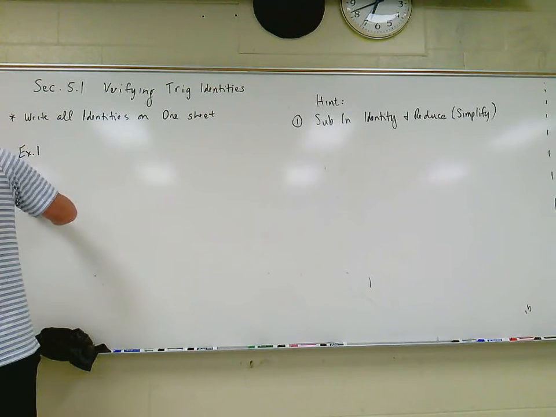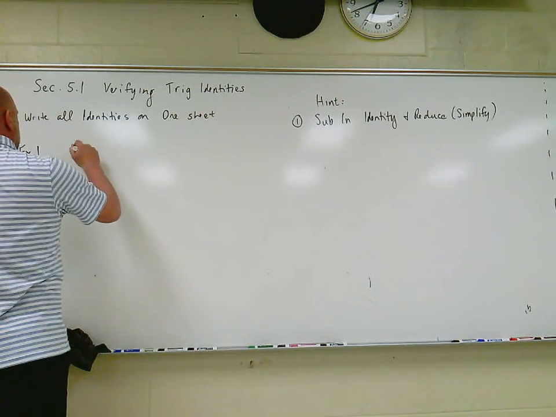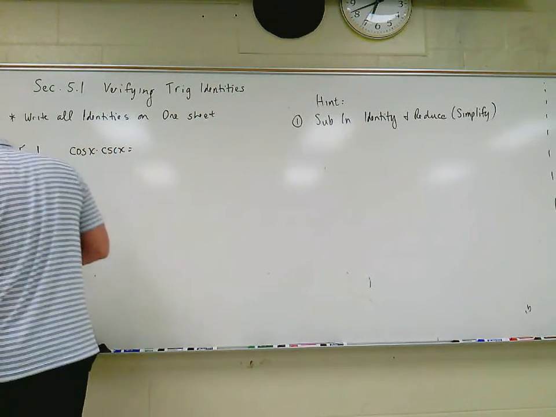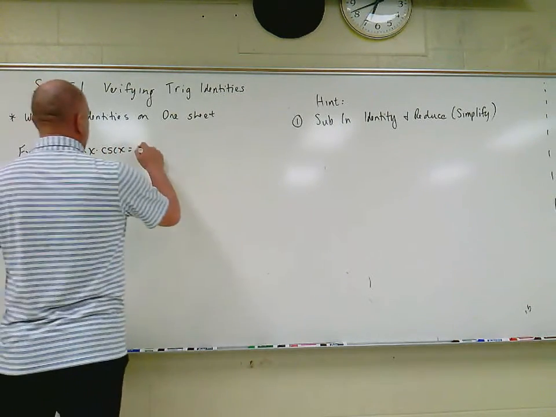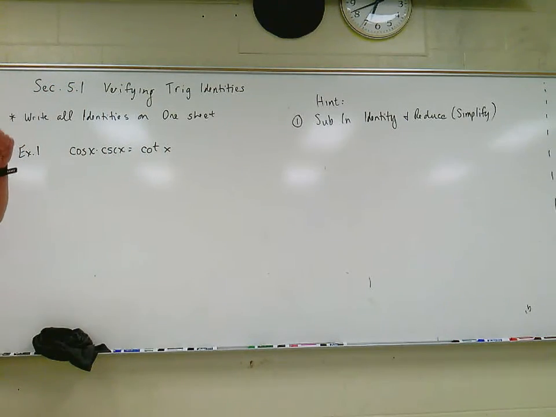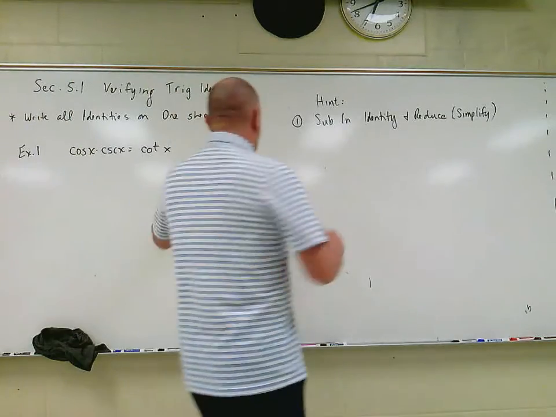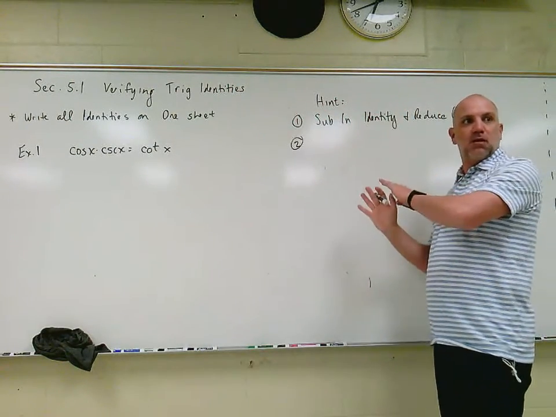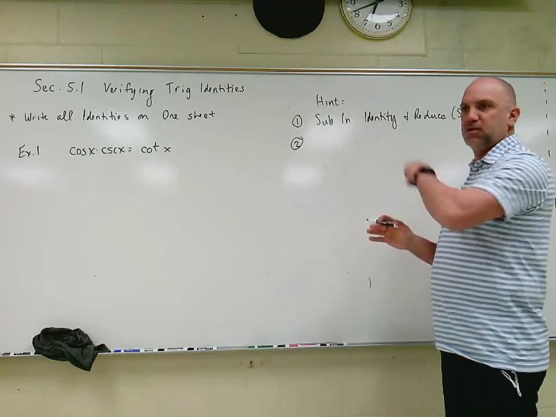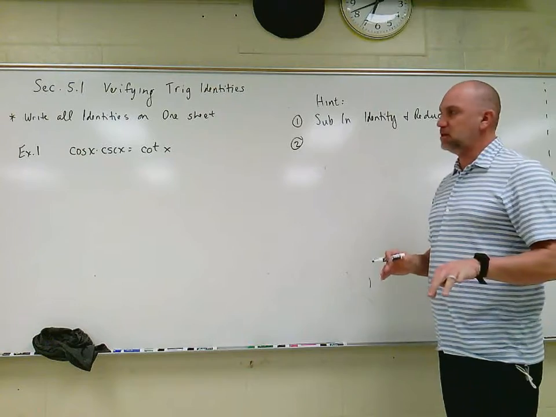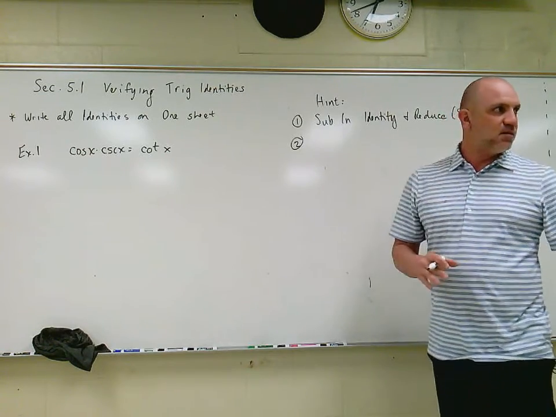So let's see. We have cosine times cosecant x equals cotangent. Now, the next thing: when I work, I only pick one side of the equation and I try to make it look like the other side. So we're going to prove that this is true. And we have all of our identities listed, so we can sub in any identities.